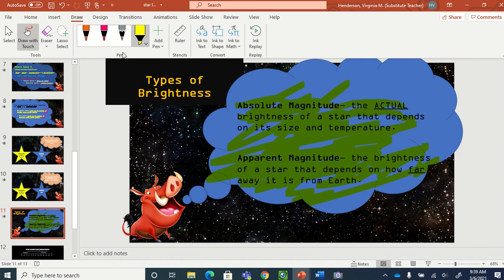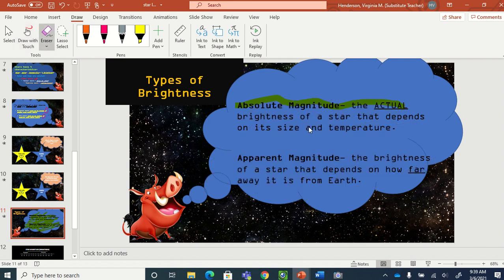Absolute magnitude versus apparent magnitude. So there is a difference between the two. Absolute magnitude, the actual brightness of a star that depends on the size and temperature. Apparent magnitude, the brightness of a star that depends on how far away it is. All right, guys? So the actual brightness of the star depends on its size and temperature. The brightness of a star depends on how far away it is from Earth.